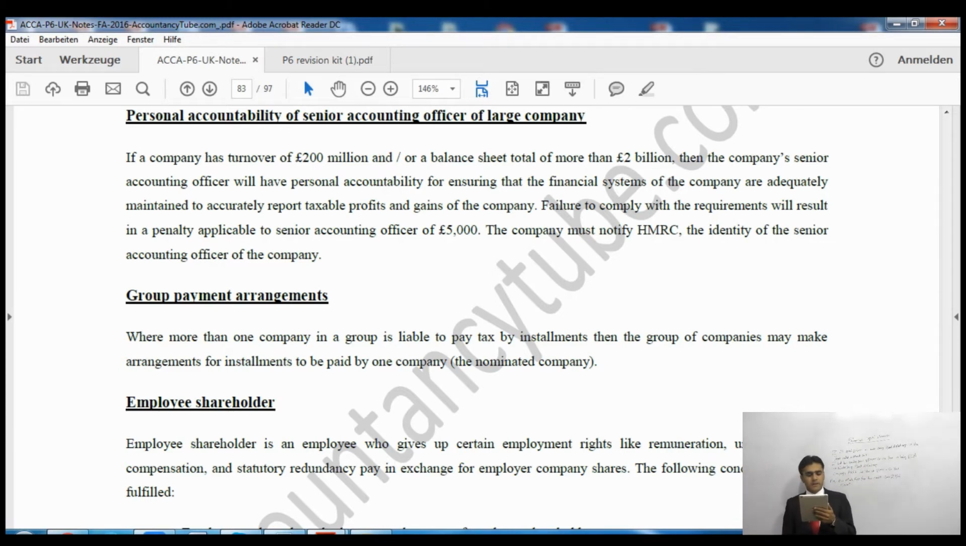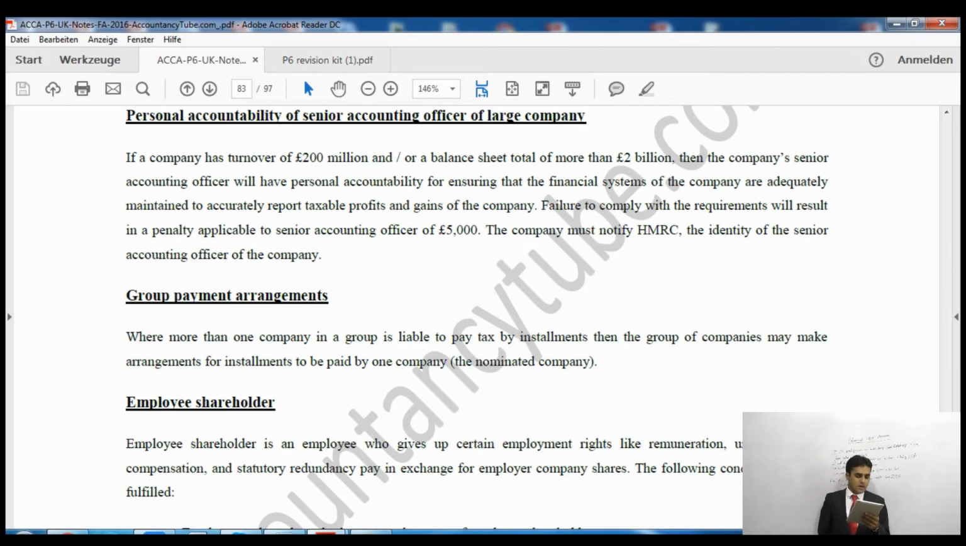Then the company's senior accounting officer will have personal accountability for ensuring that the financial systems of the company are adequately maintained to accurately report taxable profits and gains of the company. So if you're an accountant in this company, the senior accounting officer, then you are personally accountable to ensure that the company is showing their profits right and the capital gains and all that.